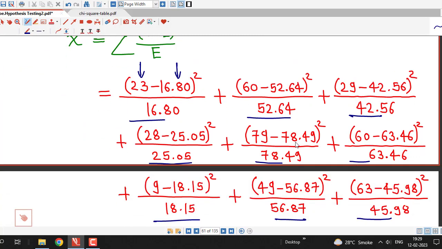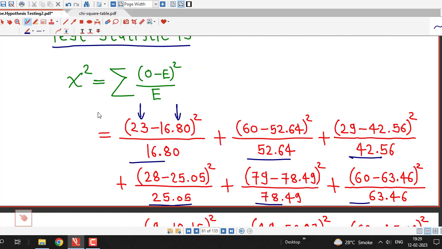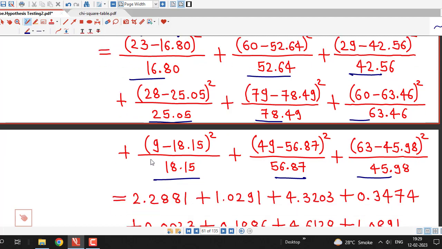And in a similar manner, I have written all these terms. The number of terms must be equal to the total number of expected or observed frequencies. Here there are 3 into 3, total 9 cells. So the total number of terms in this sigma must be equal to 9 because there are 9 cells.